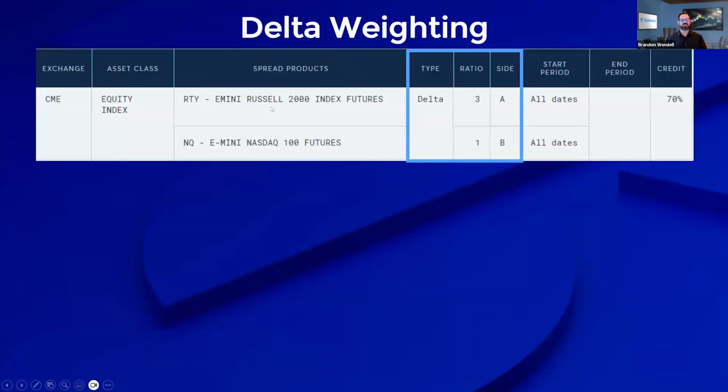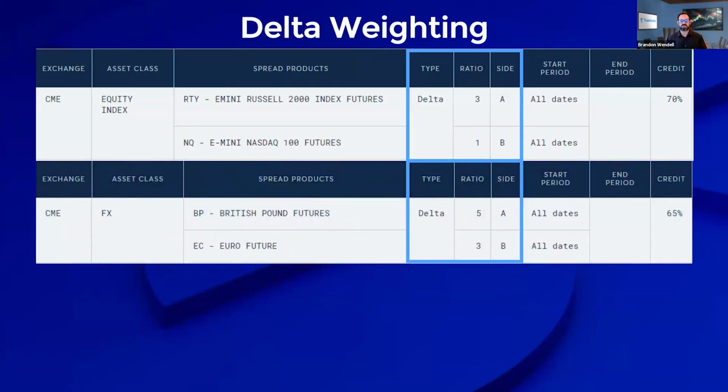So here, looking at the Russell 2000 versus NASDAQ, we actually have to do a ratio of 3:1 in this case. So there's a big difference in delta there. British pound versus euro. Well, the British pound is $62,500 per point, while the euro is 125,000. The correct delta ratio based on the volatility and point values is 5-3. So for every spread, you would trade 5 pounds versus 3 euros. That's how you do a spread.